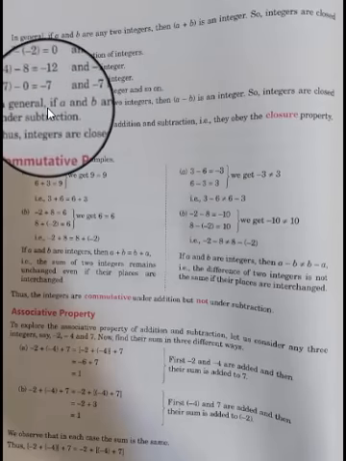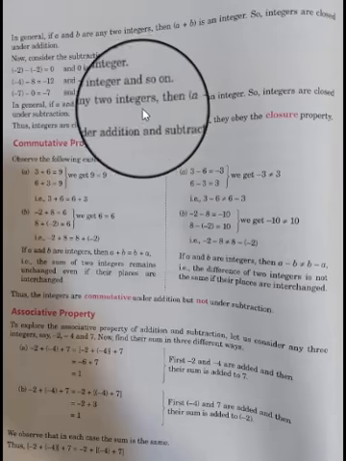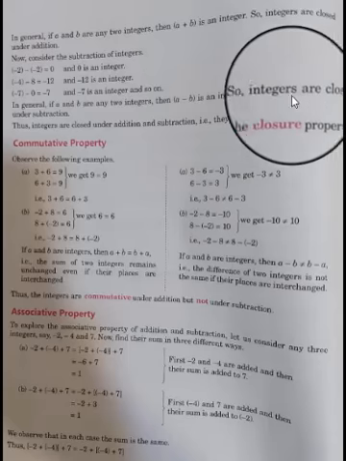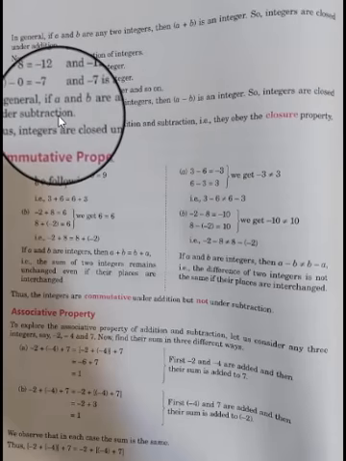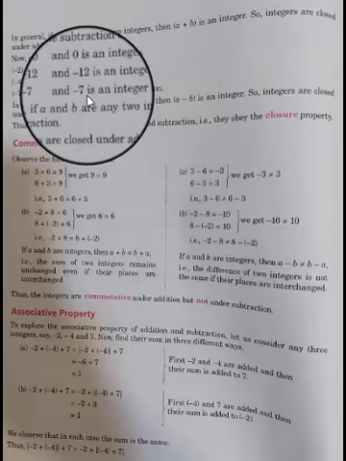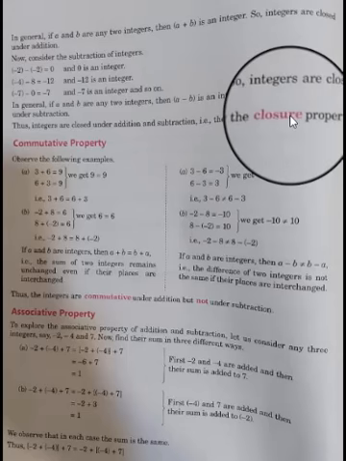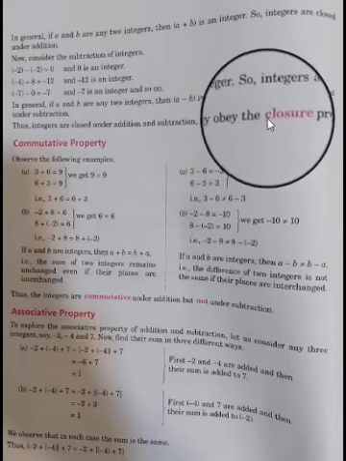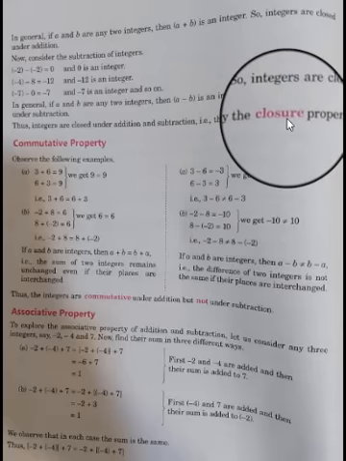So in general we can say that if a and b are two integers, then on subtracting, again it is an integer. So integers are closed under subtraction. That means if you subtract two integers, the result is also an integer. Therefore they are said to follow the closure property, and addition and subtraction of integers follow the closure property.